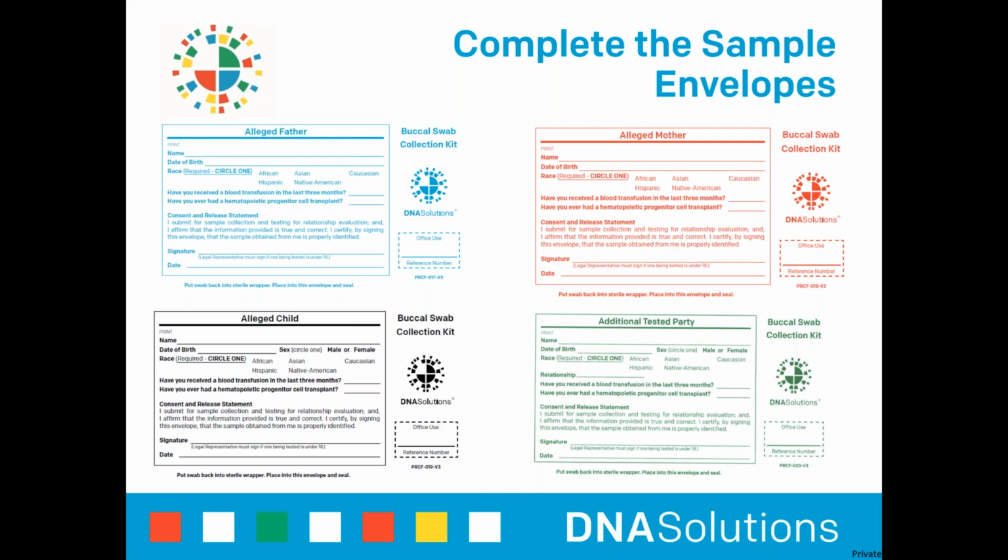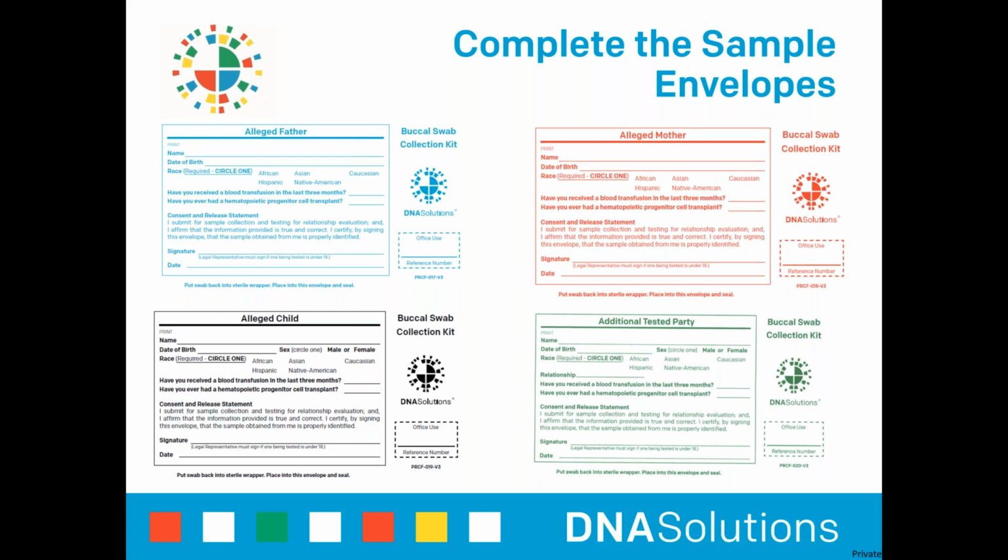Regardless, you want to ensure that all required information is completed and provided accurately and clearly. Please confirm that you choose the correct envelope for the individuals you are collecting, and if you will be using the green additional party envelope, be sure to indicate what relationship or role is associated with that person.